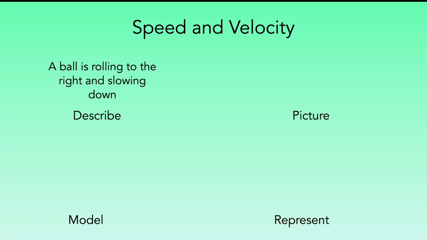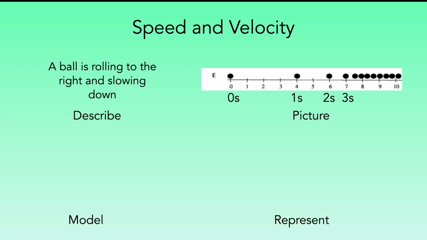Okay, speed and velocity. Here we've got a ball rolling to the right and slowing down. The picture would look like this. We've seen this. We represent it in the model. Well, now I want to talk a little bit about average velocity.